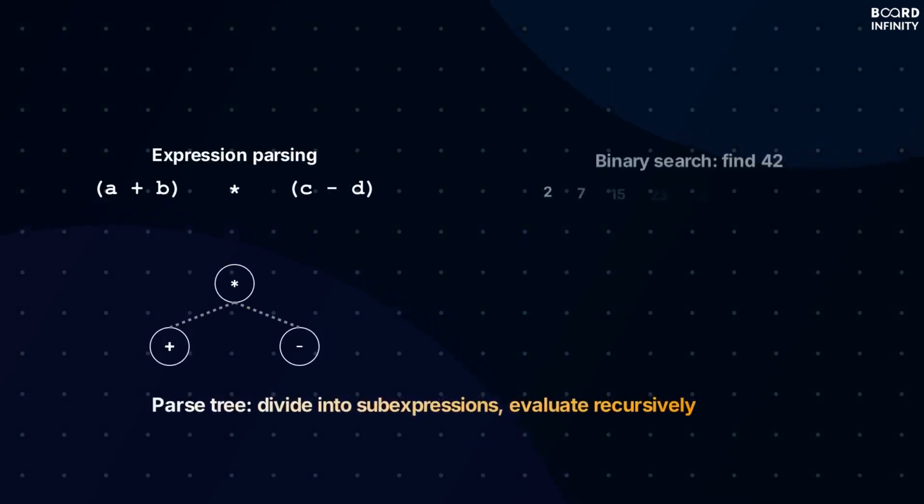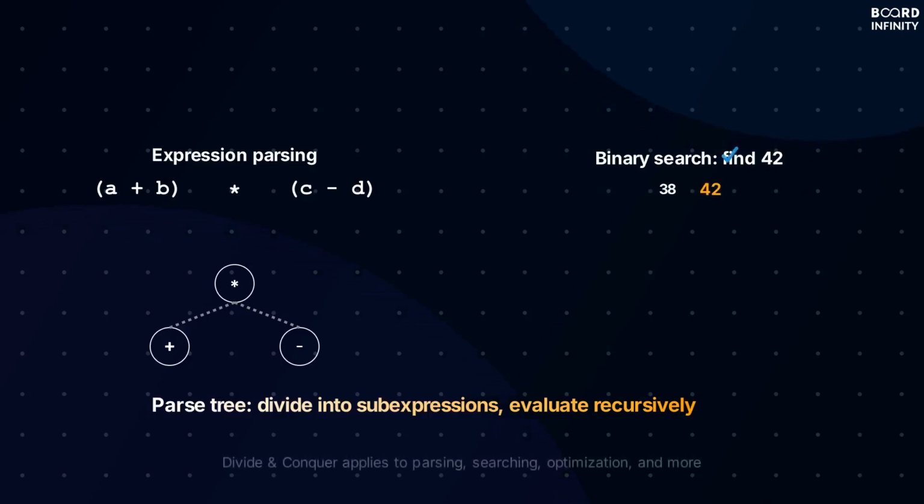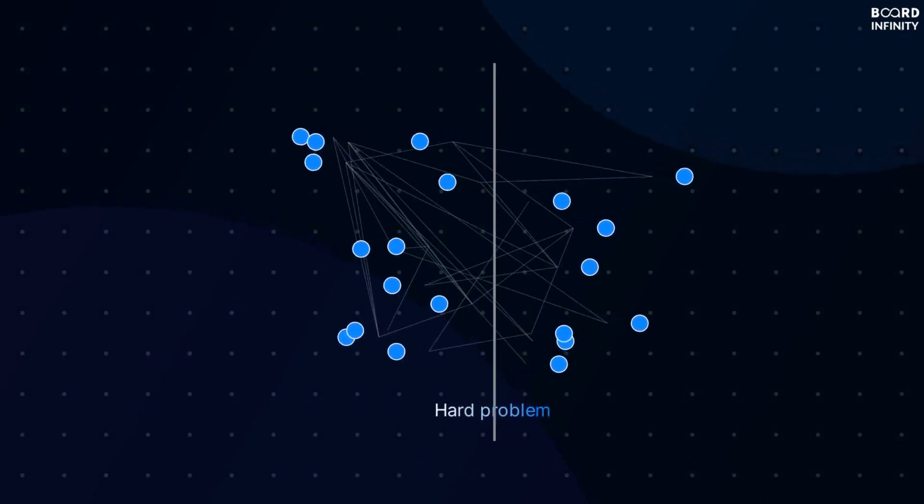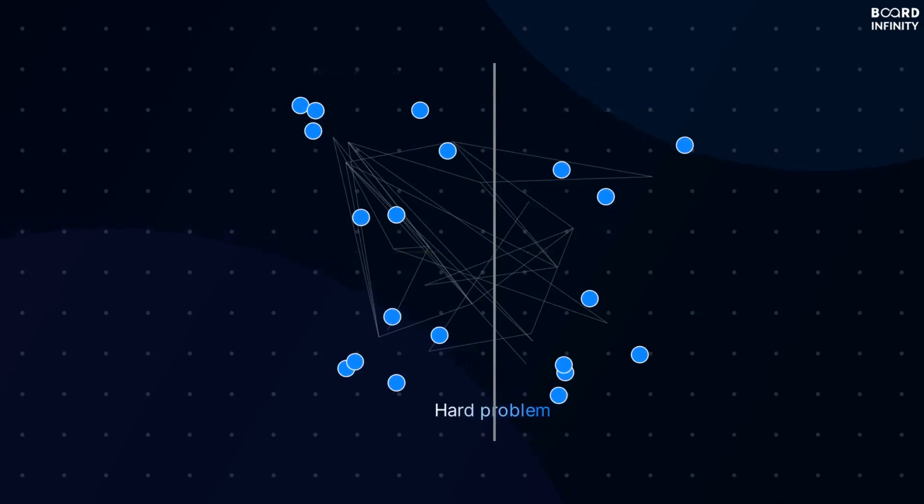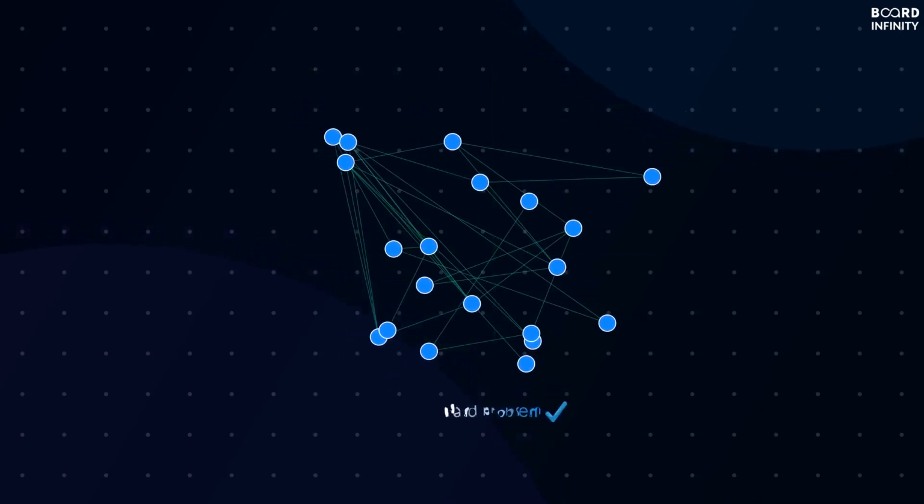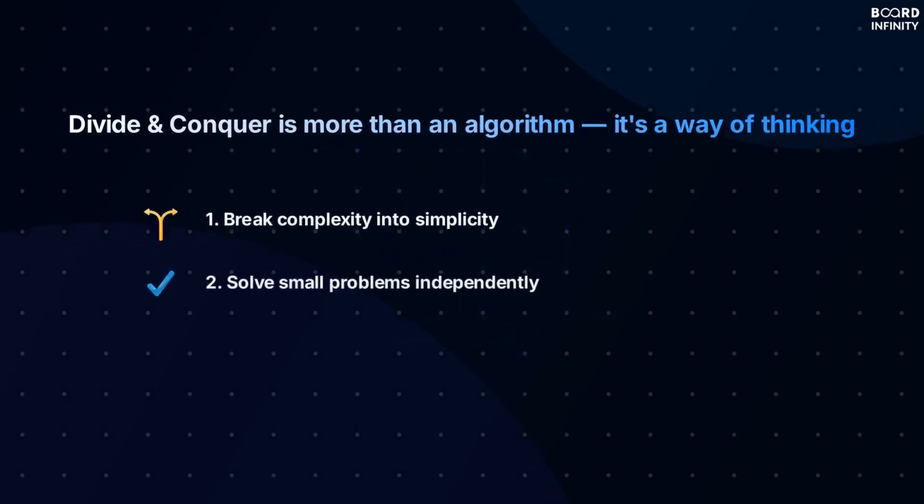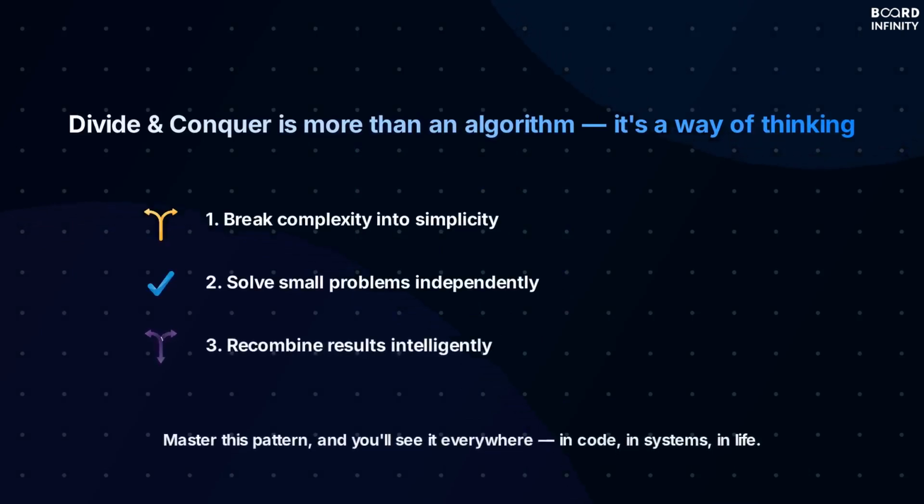The strategy scales. It parallelizes. It's provably optimal for comparison-based sorting. That pattern applies far beyond sorting to parsing, searching, optimization, and more. But here's the deeper lesson. Divide and conquer is a mental model. It teaches you to break hard problems into smaller, solvable pieces, then intelligently recombine the results. Mastering this concept doesn't just make you better at algorithms. It makes you better at thinking. And that's the real power of divide and conquer.